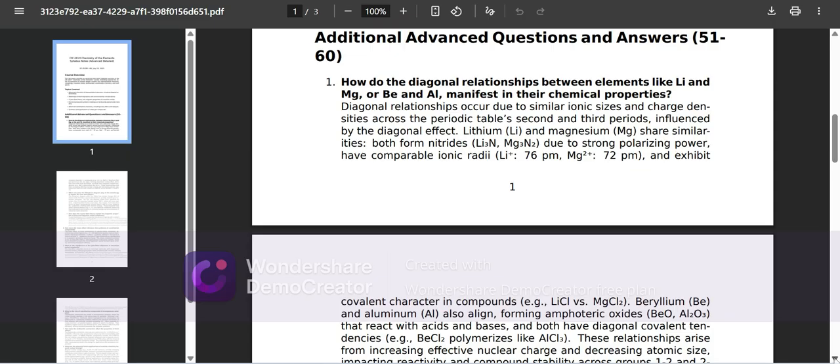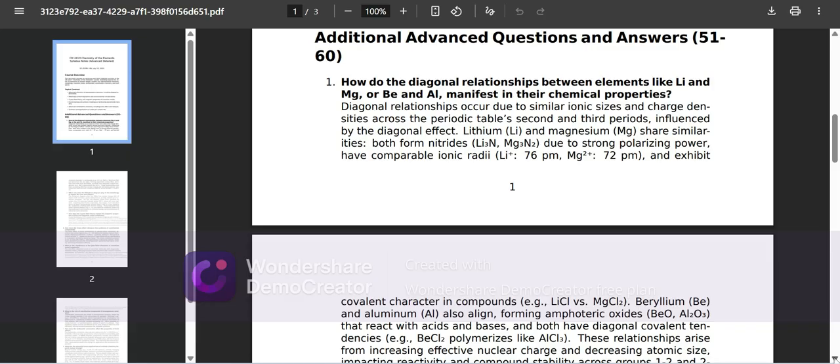How do the diagonal relationships between elements like lithium and magnesium, or beryllium and aluminium, manifest in their chemical properties? Diagonal relationships occur due to similar ionic sizes and charge densities across the periodic table. Second and third periods are influenced by the diagonal effects. Lithium and magnesium share similarities.